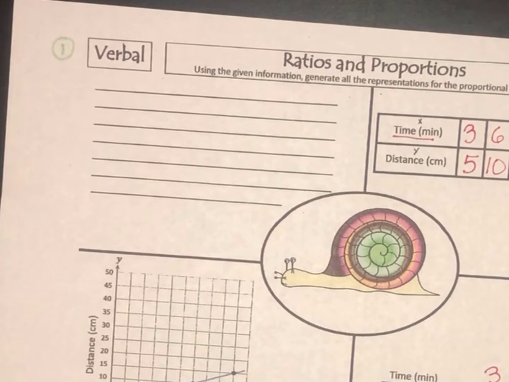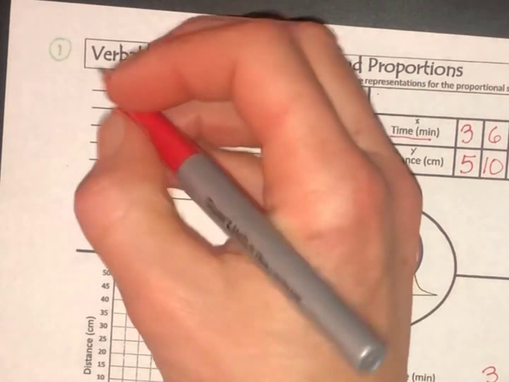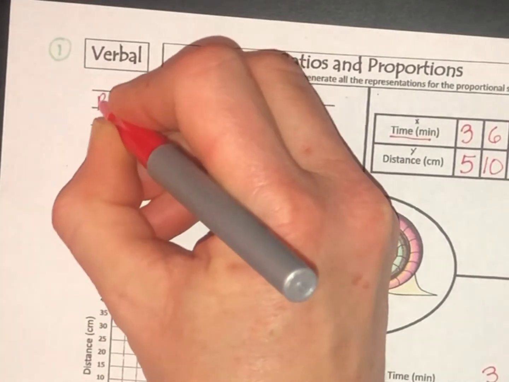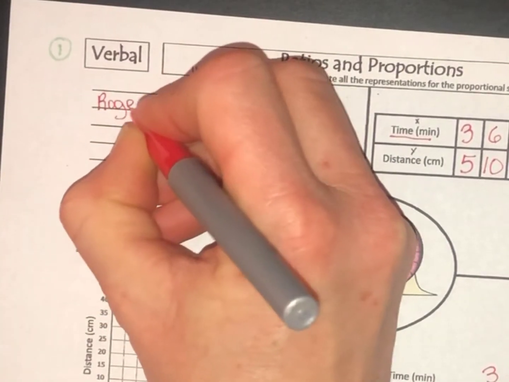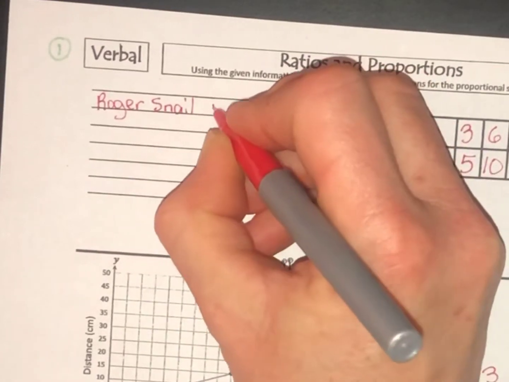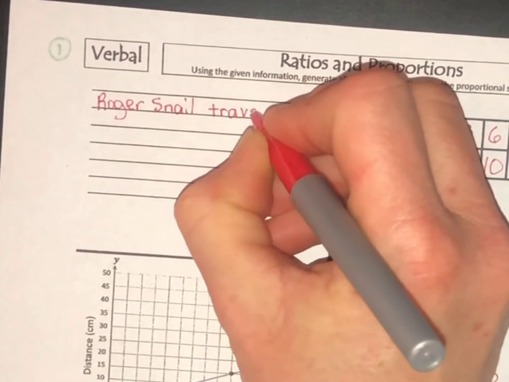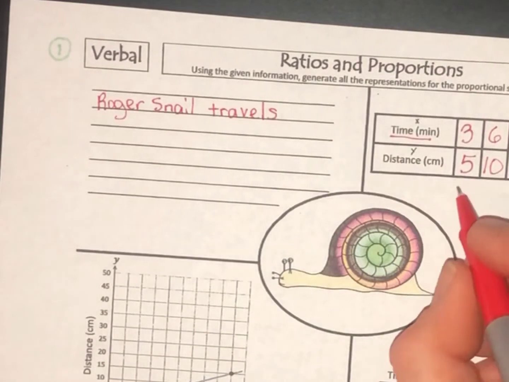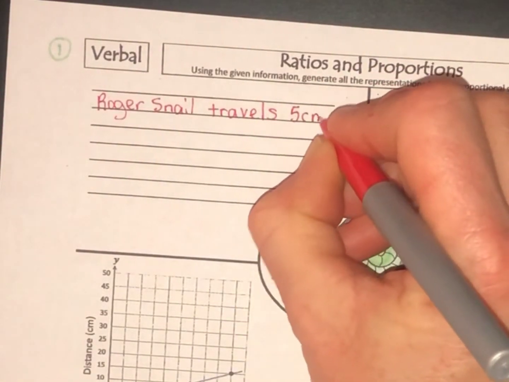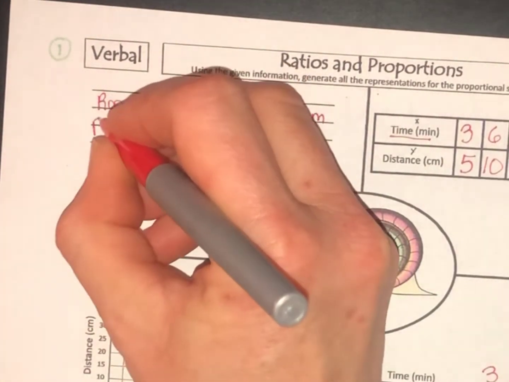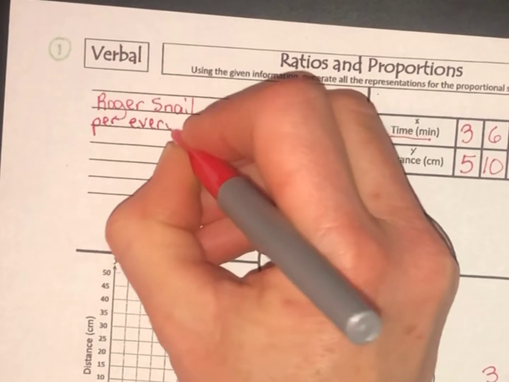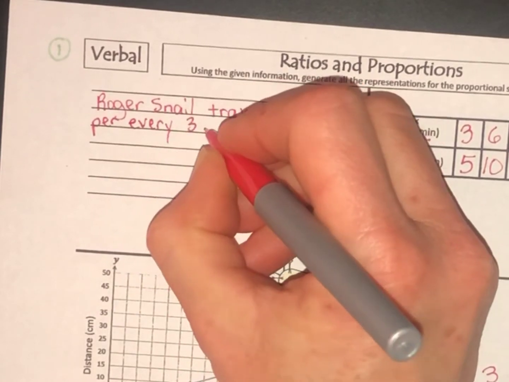Let's say that our snail, we'll call him Roger, Roger the snail travels, let's see, 5 centimeters per every 3 minutes.